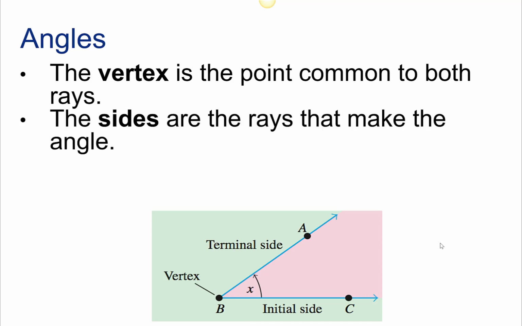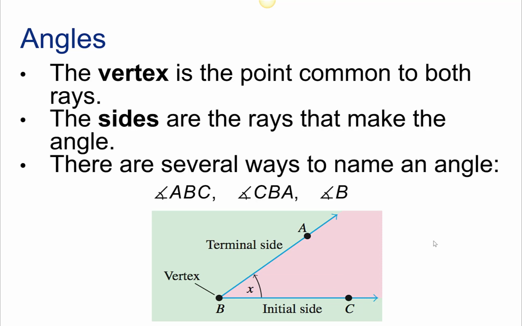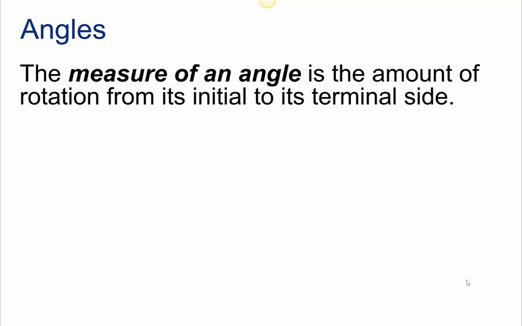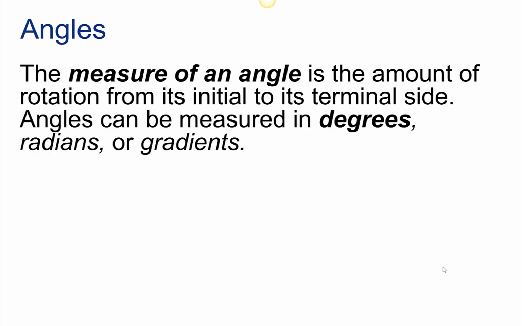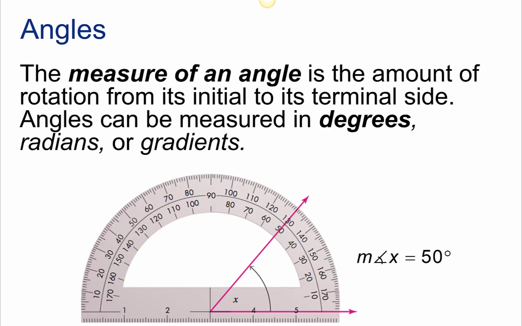The sides are the rays that make up the angle, and there are several ways to name an angle. You can name it with the 3 points that define it, and the vertex, when you're using 3 points, is always going to be the middle point. So we could call this angle ABC, or angle CBA, or simply angle B, with simply the letter that indicates the vertex. The measure of an angle is the amount of rotation from its initial to its terminal side, and can be measured in degrees, radians, or gradians.